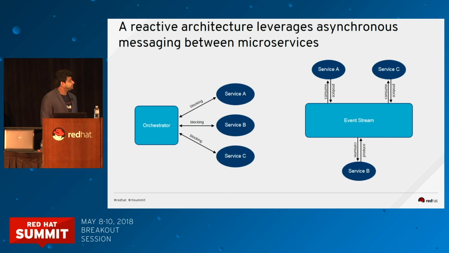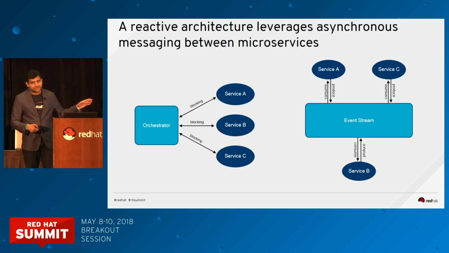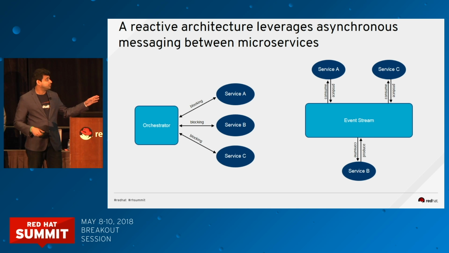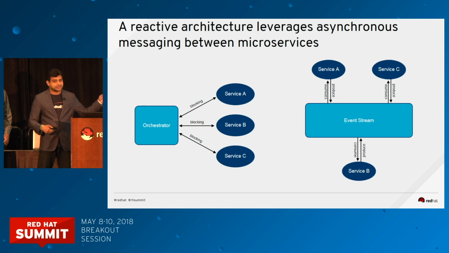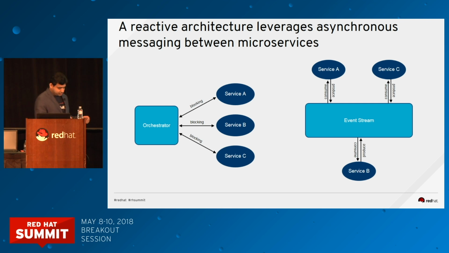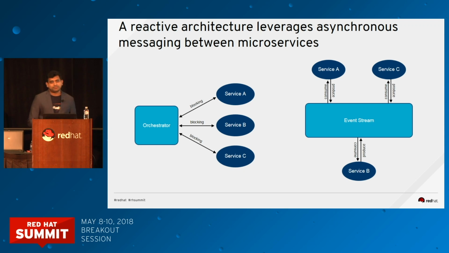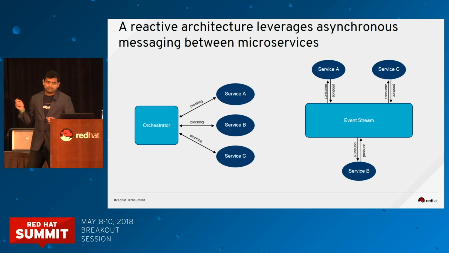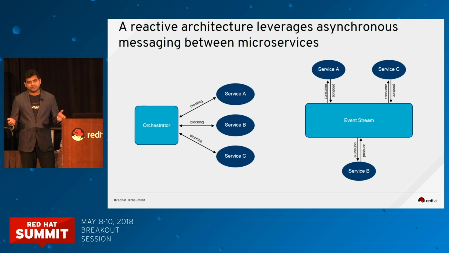Moving on. Extending on the concept of microservices, these are the two high-level architectures we are going to talk about today: orchestrator versus event stream, or orchestrators versus reactive architecture. Whatever you see on the right-hand side is reactive architecture. That's basically the concept of microservices applied to event-driven architecture.